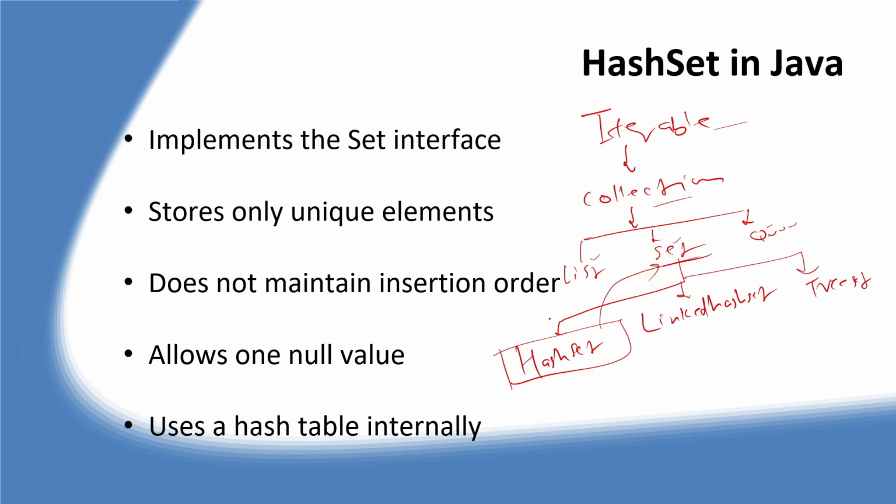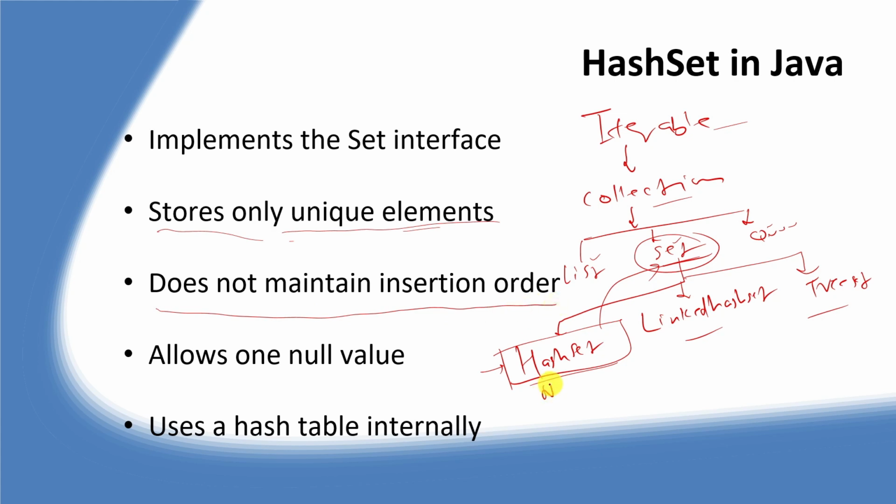Okay. So it stores only unique elements. Set has the property of storing unique elements, that is, no duplicate values are allowed. This characteristic will be applicable for all three implementation classes. So HashSet will also store only unique elements, and it does not maintain insertion order.